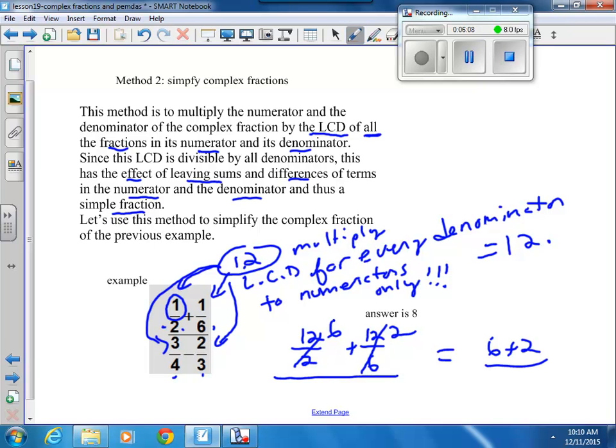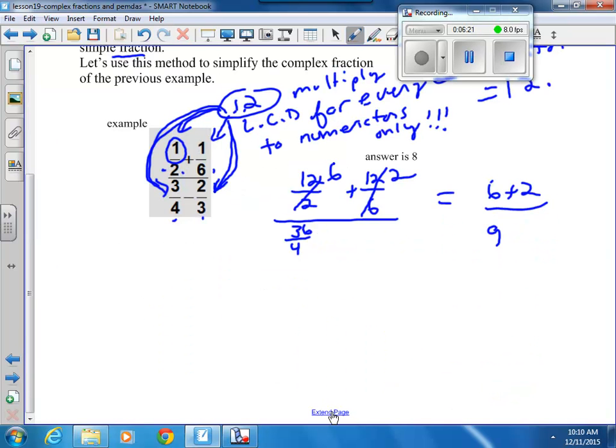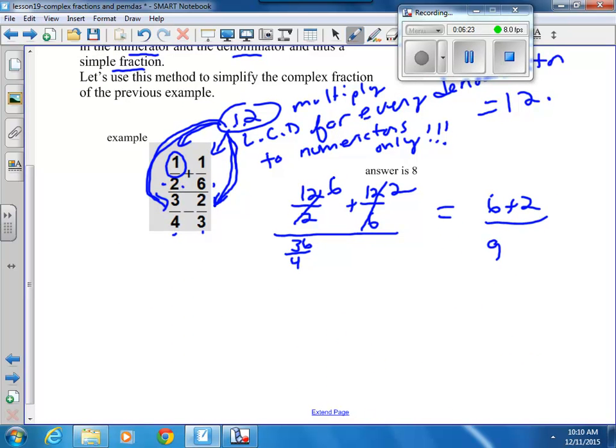Now try again. 12, you're going to send it through to these numerators. 12 times 3 is 36, but 36 divided by 4 is 9. And 12 times 2 is 24, but 24 over 3, that's going to clean up to be 8. Well, check that out. 6 plus 2 makes 8. 9 minus 8 makes 1. Hey, 8 over 1 is 8. Wow, that was really easy to do.